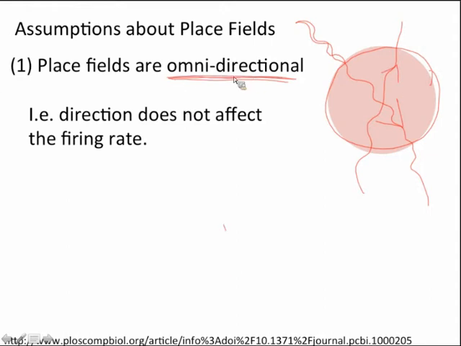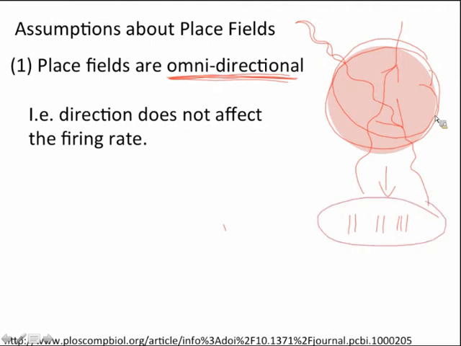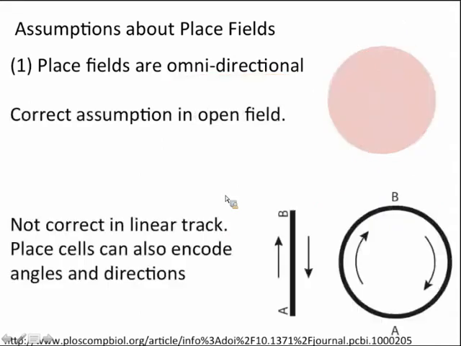We're assuming that the place fields are omnidirectional, so when we go to the place region, the place field, and output the spike train, it will not matter the direction. So the Poisson process will not be affected. The way we generate the spike train will not be affected by the direction in which you traverse through this place field. Any questions there?